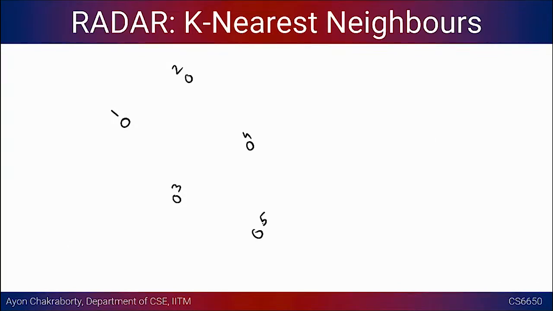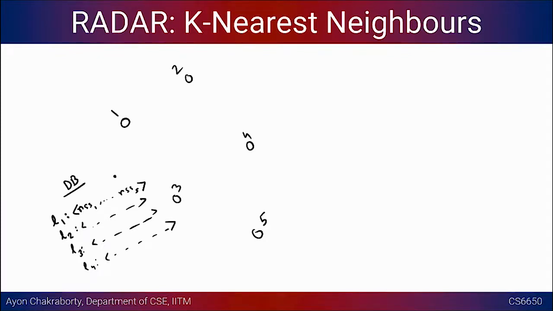Whatever signal strength data you collect at a certain location will be a 5-tuple, so it will be RSS1, comma, till RSS5. For every location, you preserve this. So your fingerprinting database looks something like this: L1 is this, L2 is something else, L3 is something else, L4 is something else. You collect all this data and create the DB. This is the fingerprinting database.